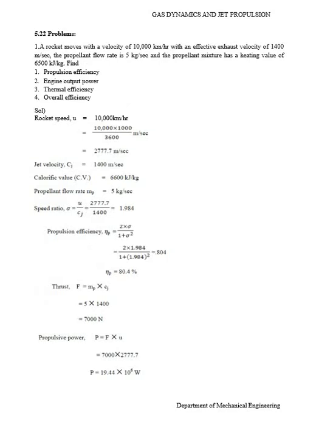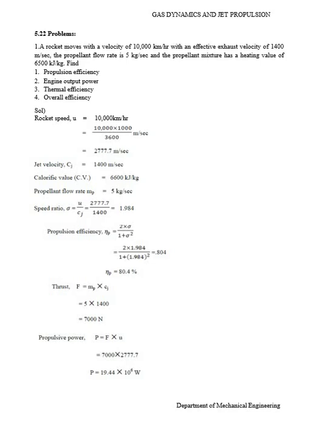The first problem. A rocket moves with a velocity of 10,000 km per hour with an effective exhaust velocity of 1,400 meters per second. The propellant flow rate is 5 kg per second, and the propellant mixture has a heating value of 6,500 kJ per kg. Find propulsive efficiency, engine output, thermal efficiency, and overall efficiency. We know that rocket speed U equals 2,777.7 meters per second. Jet velocity is 1,400 meters per second. Then the calorific value and the propellant mass flow rate.